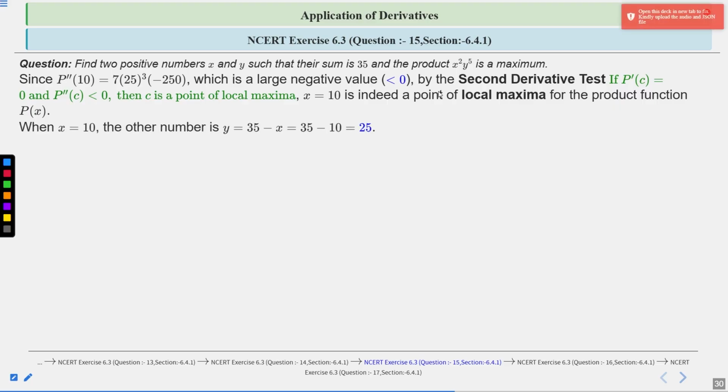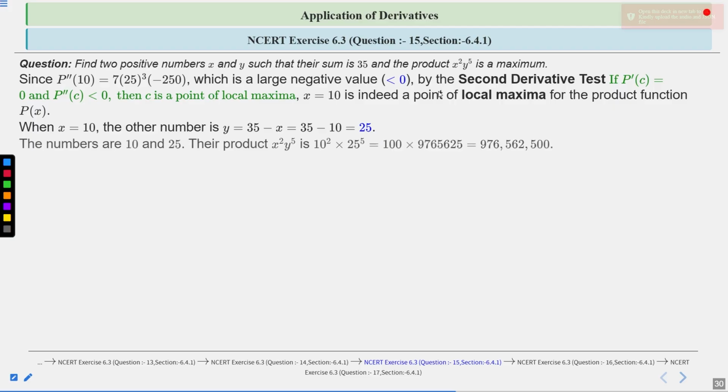Okay. Now, when x equal to 10, the other number y will be equal to 35 minus x, which is equal to 35 minus 10, which is equal to 25, right? The numbers are basically 10 and 25, and their product x square y to the power 5 is basically 10 square into 25 cube, which will be 100 into 9765625, right? Which after solution you will get 976562500. Okay. So this is the maximum possible product.